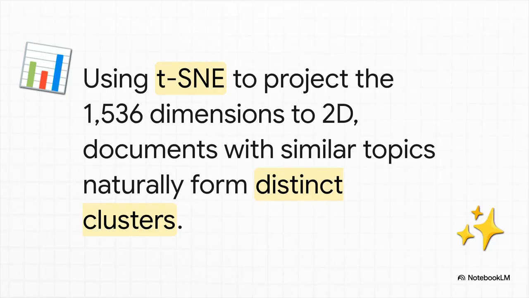So you can't really draw 1,536 dimensions, but check this out. If you use a dimensionality reduction technique called t-SNE to squash it all down into a 2D plot, something incredible happens. All the text chunks about similar topics, like all the visa info or all the employee profiles, they just naturally group together into these distinct clusters. That's the proof. The model is actually understanding the content on its own.